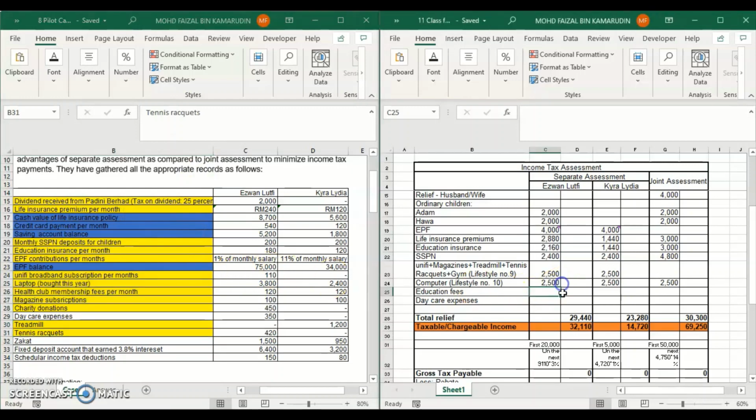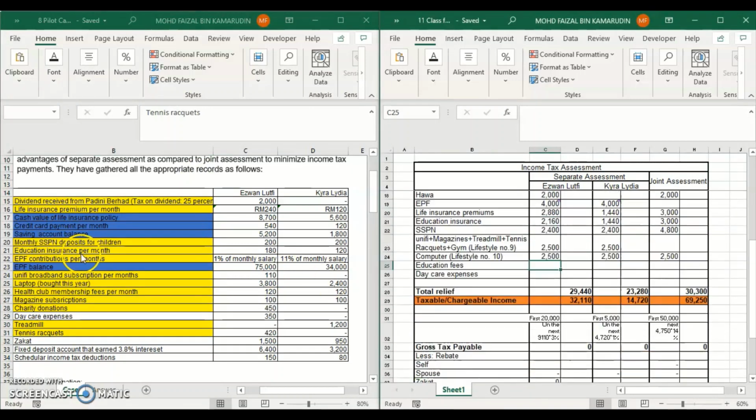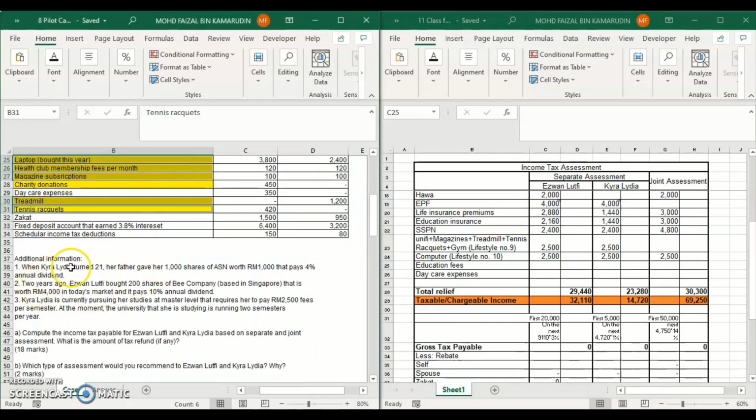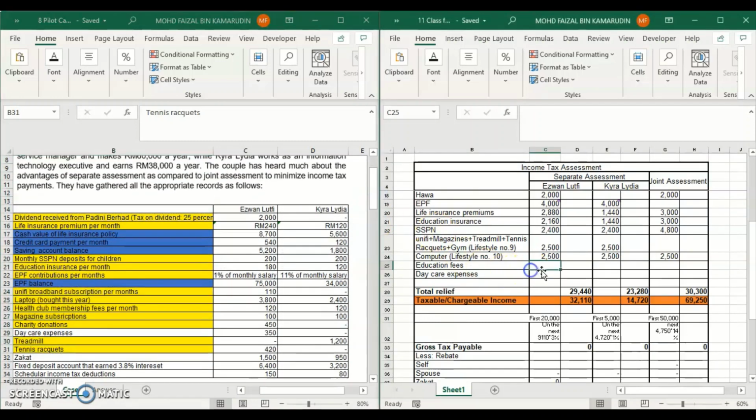What else is left? Education fees, where is it here? If you realize, it is mentioned that Kyra, pursuing her studies at master level, is required to pay 2500 fees per semester. We assume there are 2 semesters in 1 year in Malaysia, so that is why she can claim up to 5000. You can refer to item number 5 in the tax relief, you can claim up to 7000. So no for S1. So 0 plus 5000, so 5000 for joint assessment.